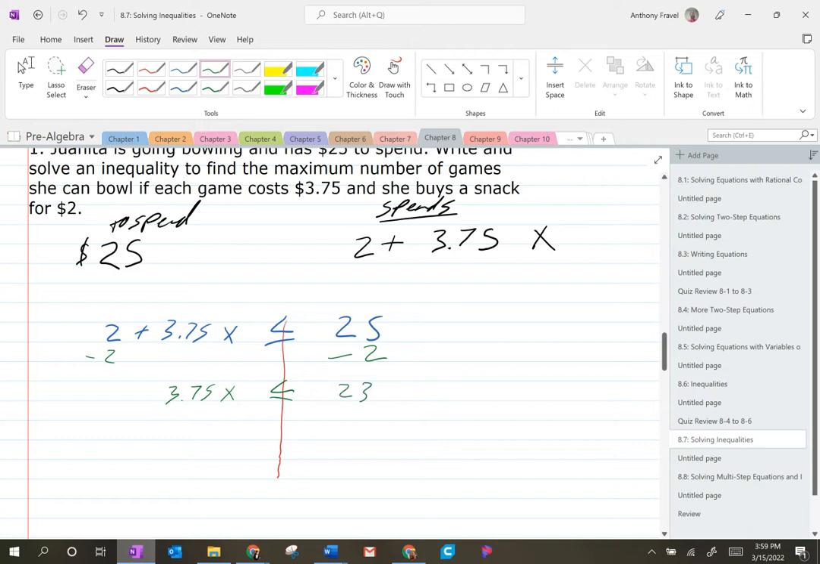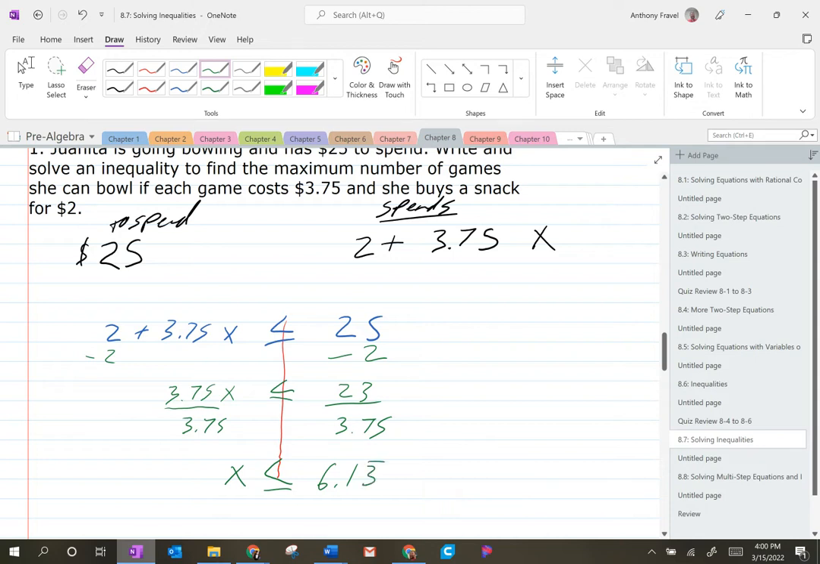On to the next part, I want to get the X all by itself. So to get the X by itself, I'm going to divide both sides by $3.75. So I have 23 divided by $3.75. And that tells me X is less than or equal to 6.1. Actually, it's 6.13, and the 3 is repeating.